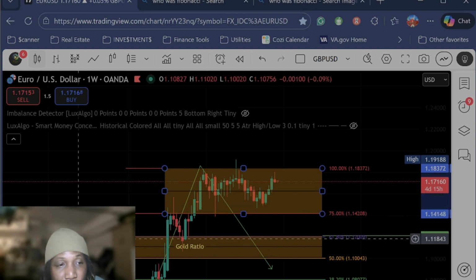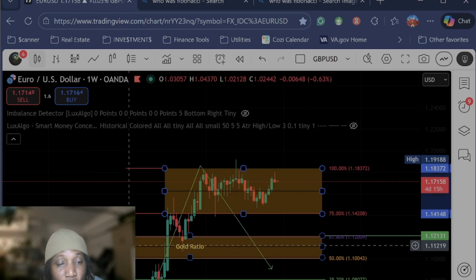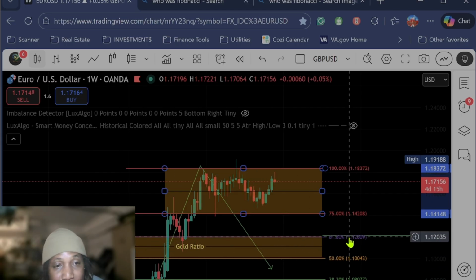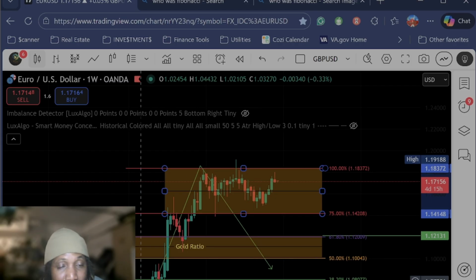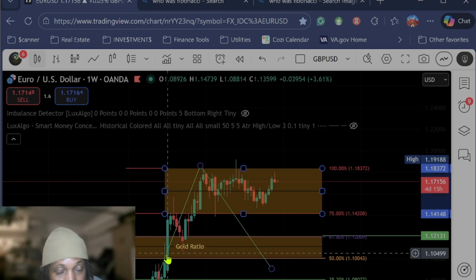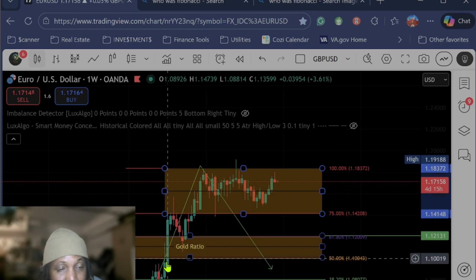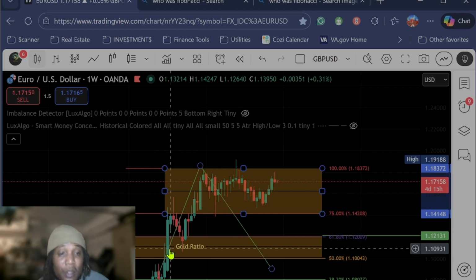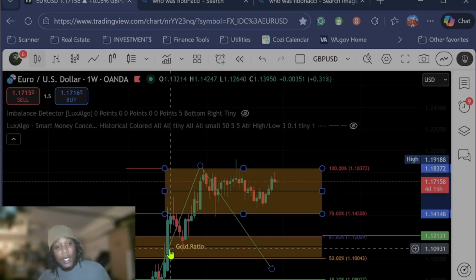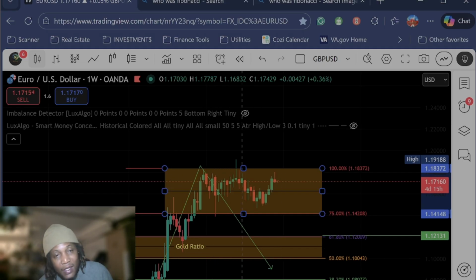So this is a fair price to buy Euro USD, basically. This is a fair price to buy. And if you notice, you had a lot of buying power. That's why that candle is so fat coming out of this golden ratio, because this is a good area to buy Euro USD. Anything below that is even better.